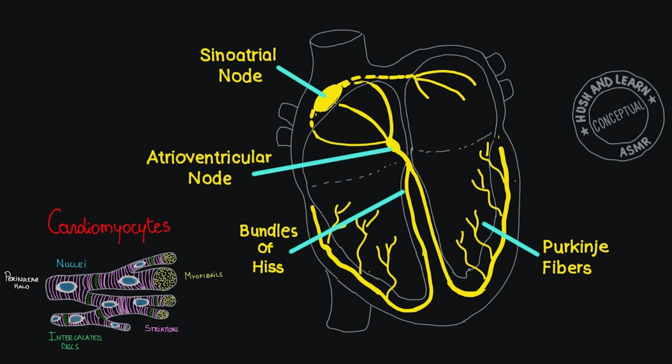Thereafter, the impulse travels down the bundle of His, bifurcated into branches, and propagates through the Purkinje fiber network into the ventricular myocardium, orchestrating a coordinated contraction of the ventricles. This bundle of His is a collection of specialized cells embedded in the wall that separates the two ventricles. This wall is called the interventricular septum.